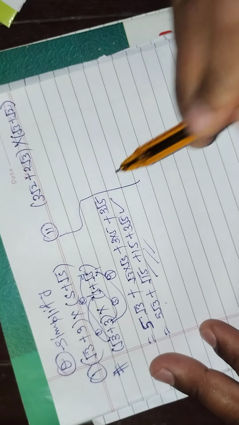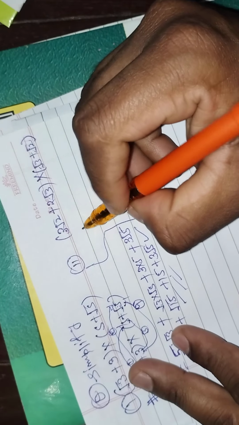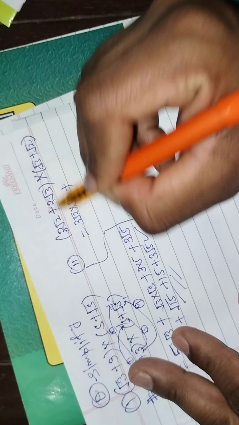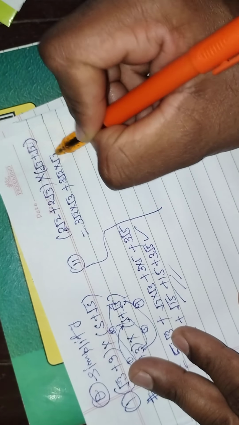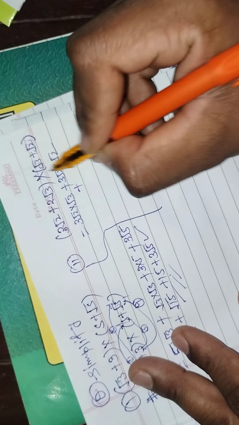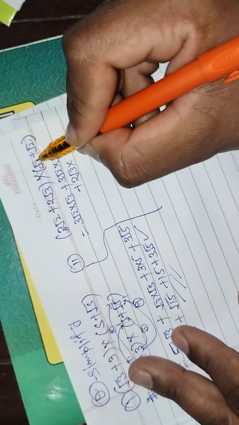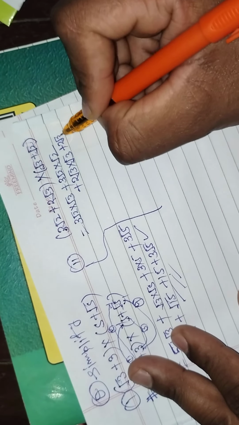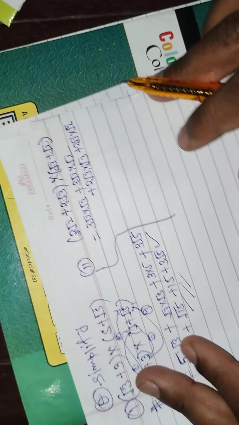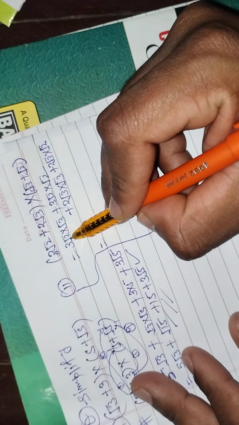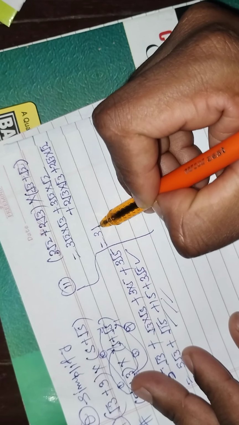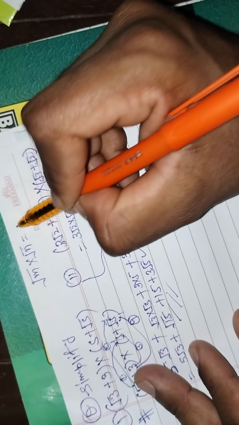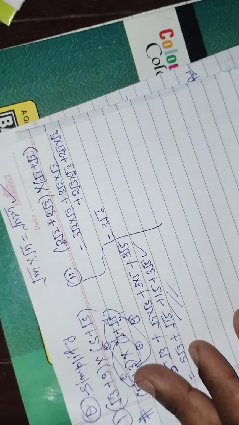Now go for the next question. Multiplying this one with this, what will you get? 3√2 with √3 plus 3√2 with √2, and 2√3 with √3 plus 2√3 with √2. So what I'm getting: 3√2 and √3 will be √6. How? I told you this rule: whenever the product of √m and √n is taken, we can write it as √m into n.